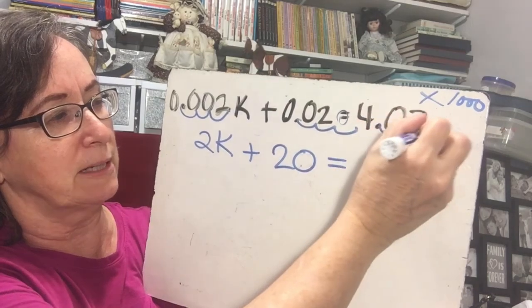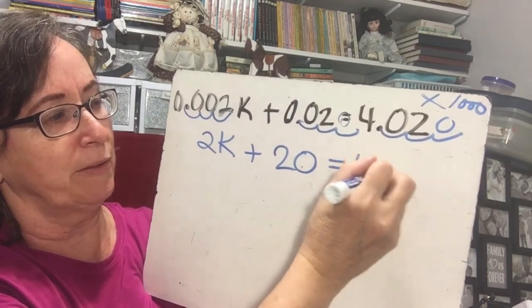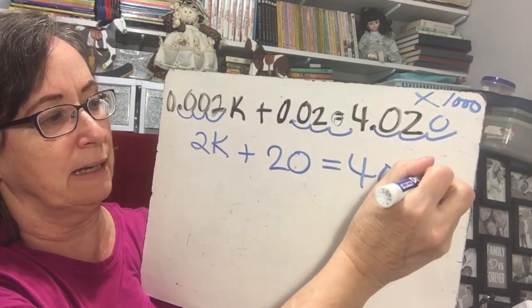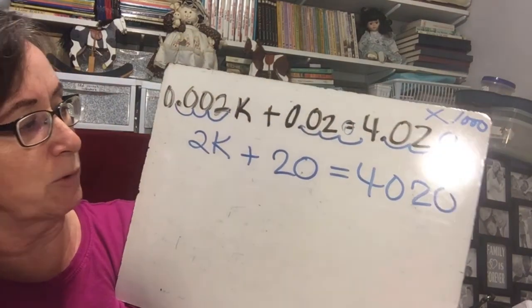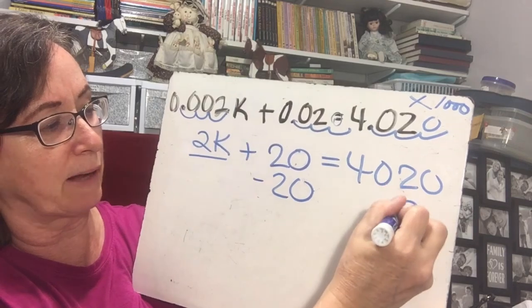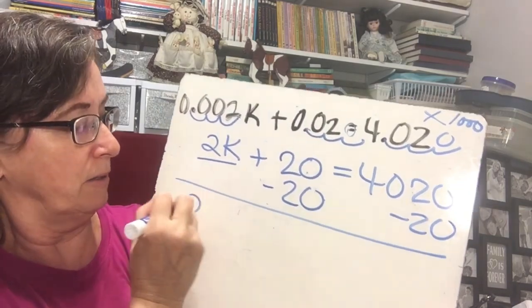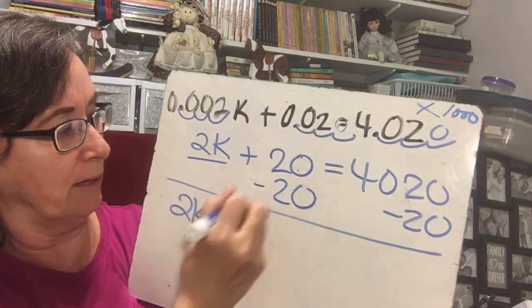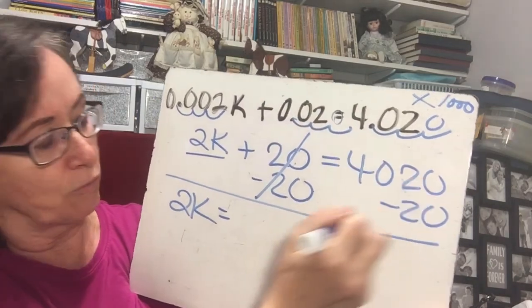equals 1, 2, 3, 4,020. Okay, so now I'm trying to get the 2k by itself, so I'm going to subtract the 20 from both sides. 2k equals 4,000.